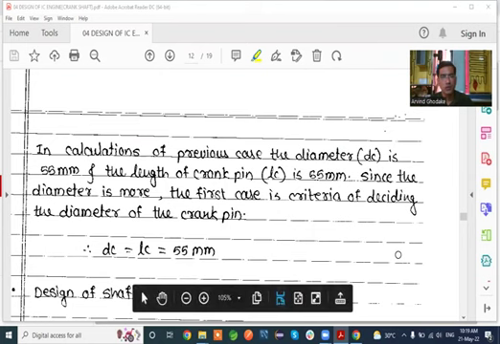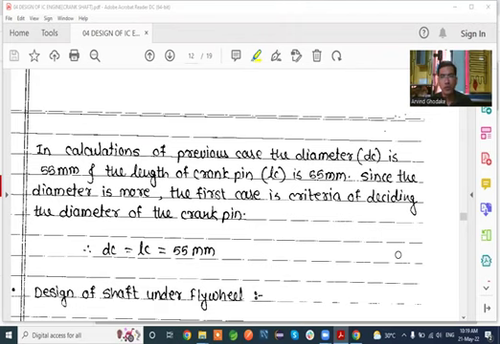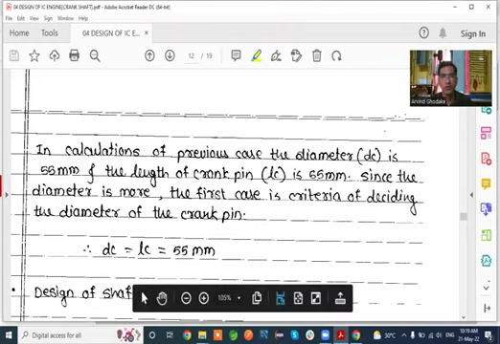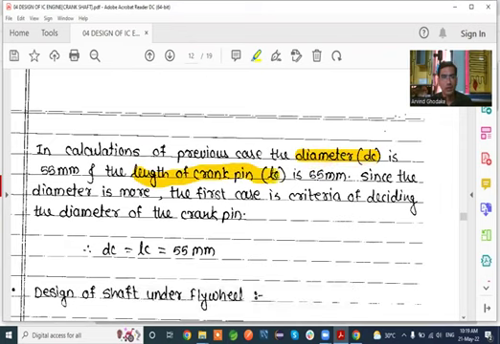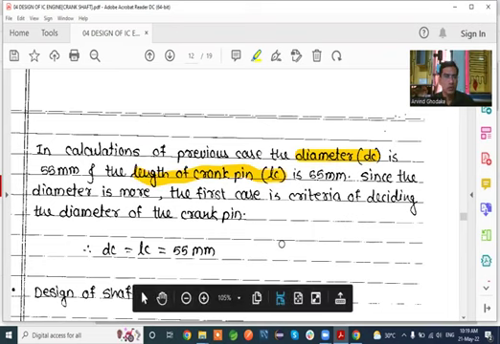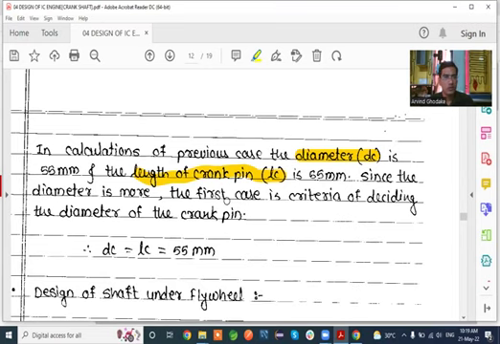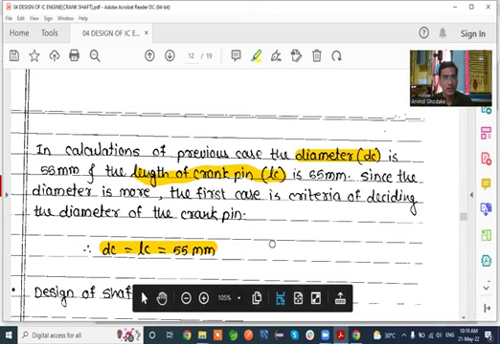Now today we will see how to design a crank pin. In the design of the crank pin, there are two important parameters that we are going to see. One is the diameter of the crank pin, and the second one is the length of the crank pin. In a previous topic, we already designed a crank pin whose diameter is 55 mm and length is 55 mm. Since the diameter is more, the first case criteria is deciding the diameter of the crank pin. Therefore, DC and LC are equal to 55 mm.